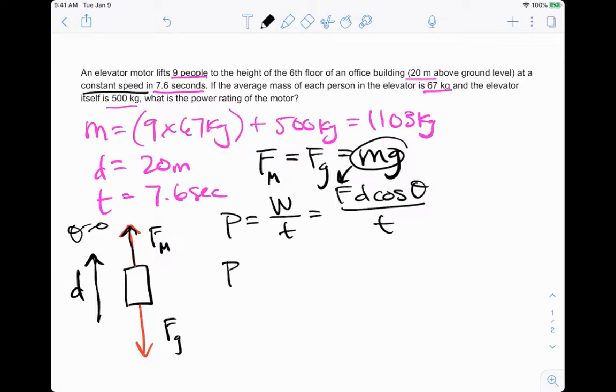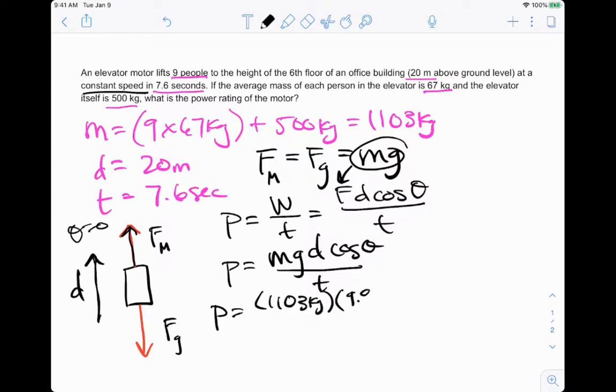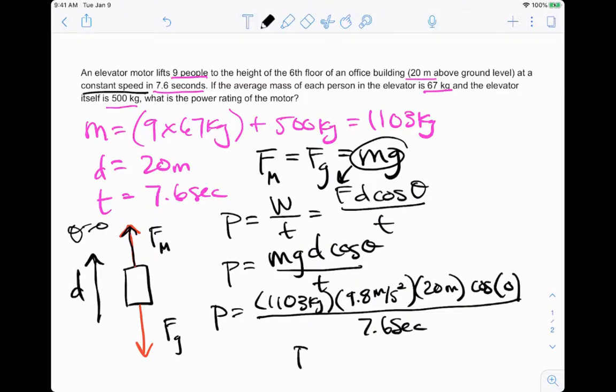So here I get power is equal to mass times acceleration of gravity times displacement times the cosine of theta divided by time. Plugging in numbers, we get total mass 1,103 kilograms times acceleration of gravity, 9.8 meters per second squared, times displacement, 20 meters, times the cosine of 0, which we know is just 1, divided by the time of 7.6 seconds. All right, so now we're going to plug all that into our calculator.